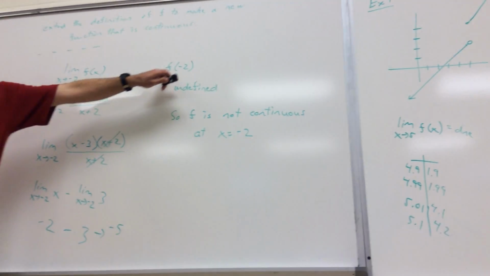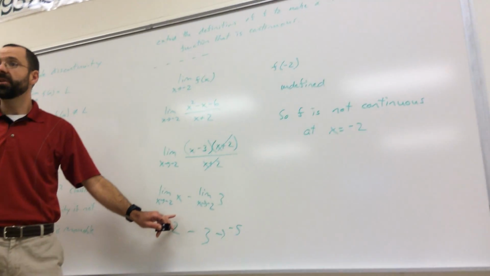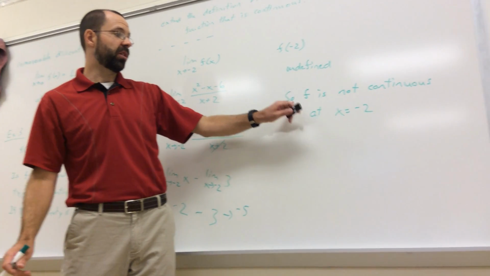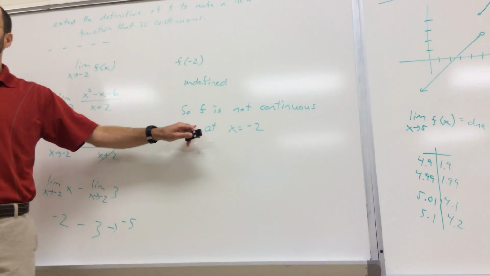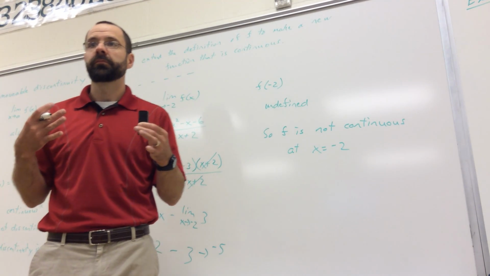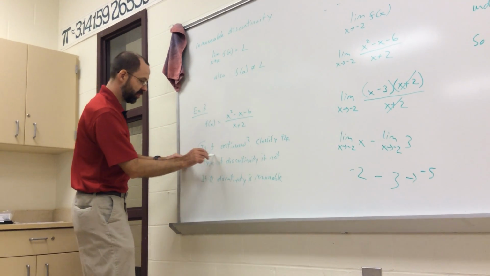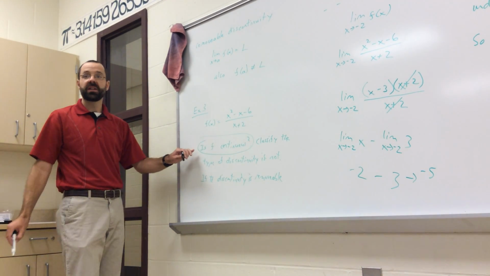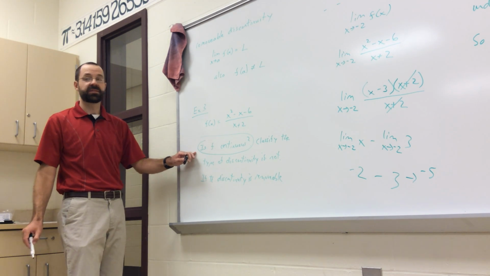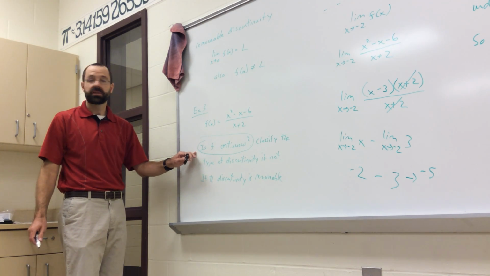So we calculated the function value, we got undefined. We calculated the limit, we got negative 5. Those are not the same answer, so that's why we know that it's not continuous, because the limit doesn't equal the function value. Okay, so that answers this first question. Is f continuous? It's not everywhere. It's continuous at most places, but it's not continuous at negative 2. So the answer is no.